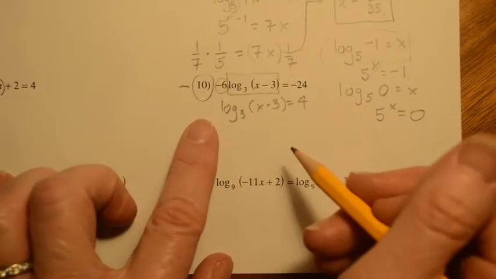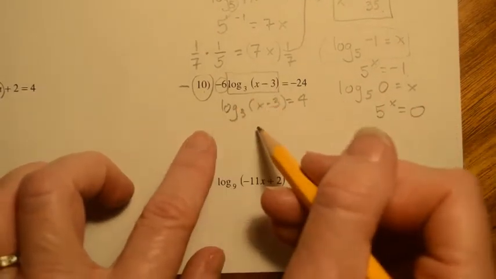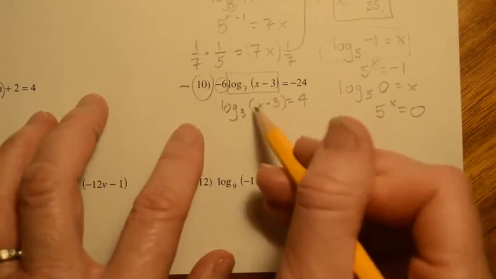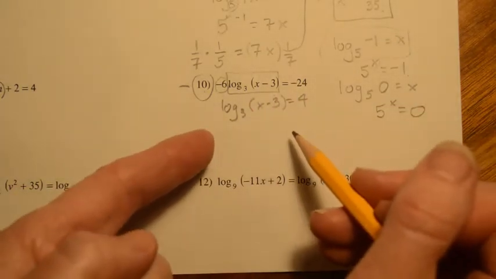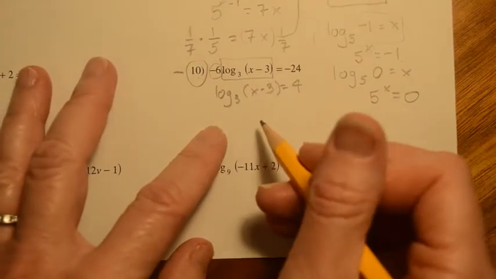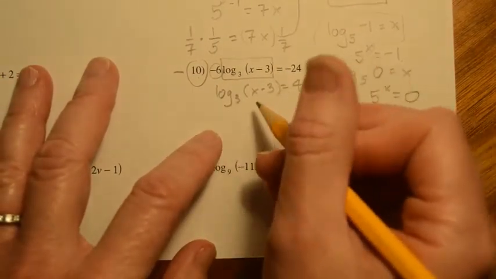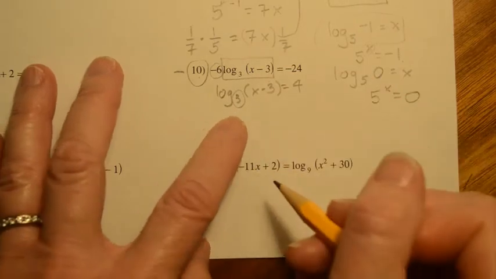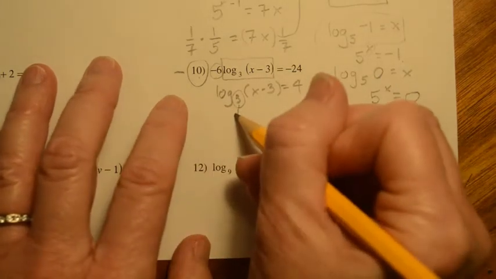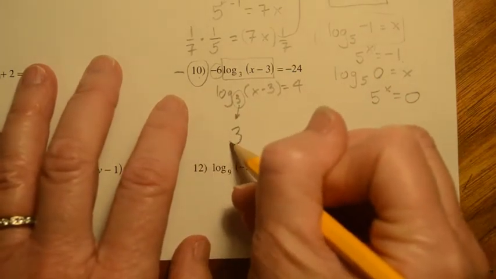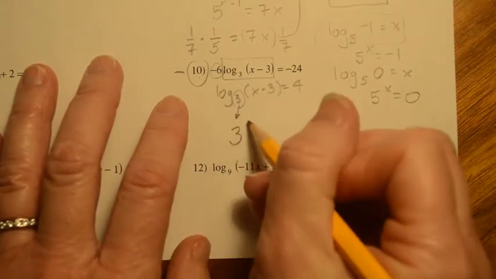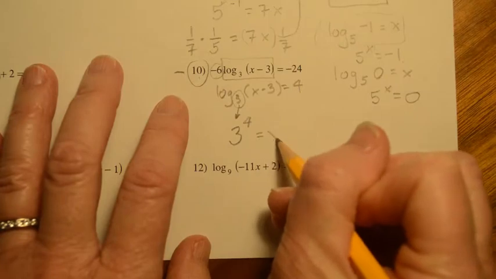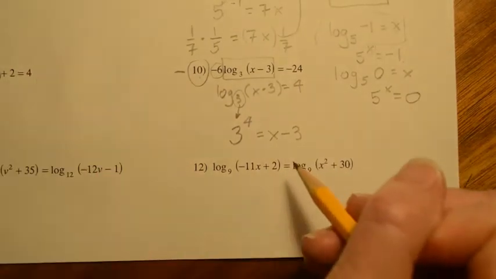All right, now that I have the log by itself and some number on the other side, I'm going to rewrite it in the form that I think we're all a little bit more comfortable with, which is in exponential form. So again, I take the base of the logarithm and I turn it into the base of the exponential function. And then these two flip-flop. So this becomes 3 to the 4th equals x minus 3.